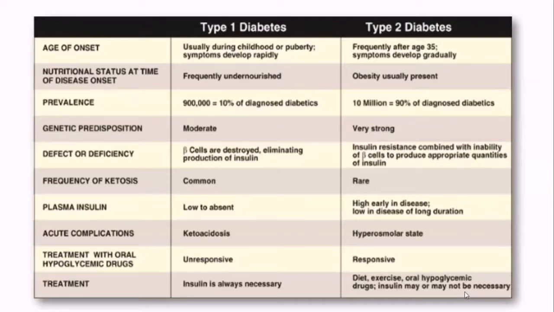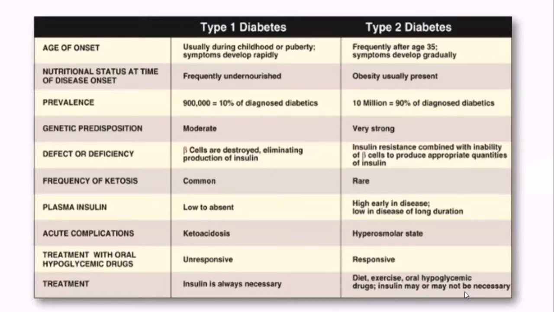And the frequency of ketosis is very common in type 1 diabetes, which you are going to see in the next few slides: why ketosis is more common in type 1 diabetes rather than type 2 diabetes. And the plasma insulin, as I told you, beta cells are totally destroyed. So plasma insulin, if you measure, is low to absent in type 1 diabetes.